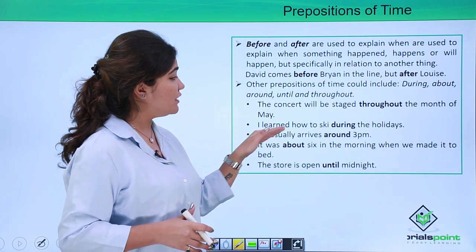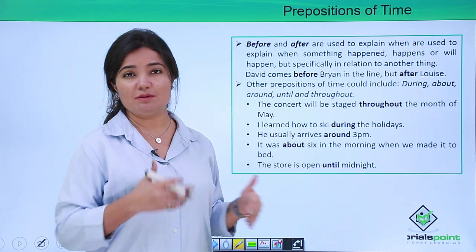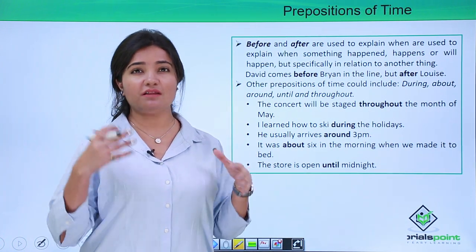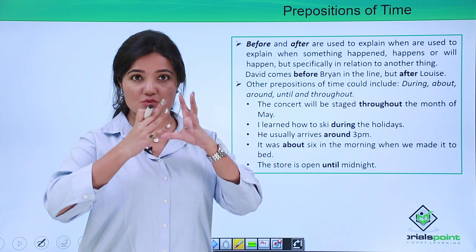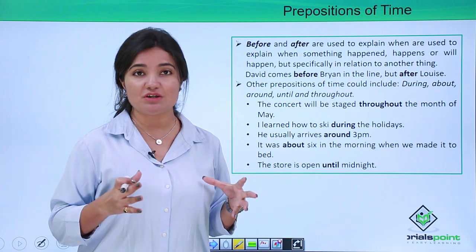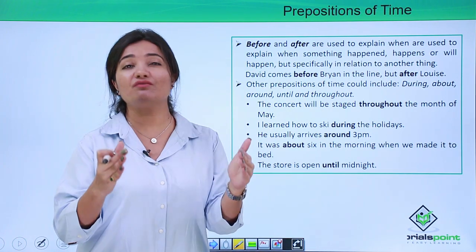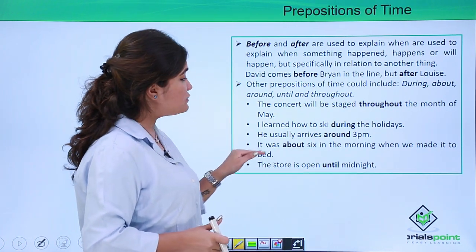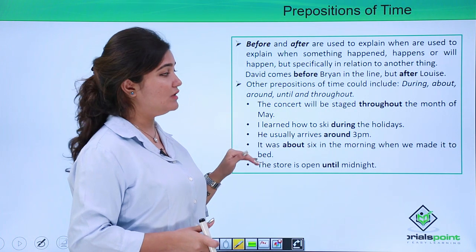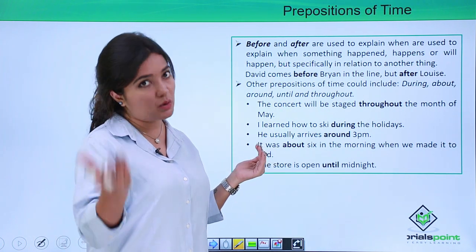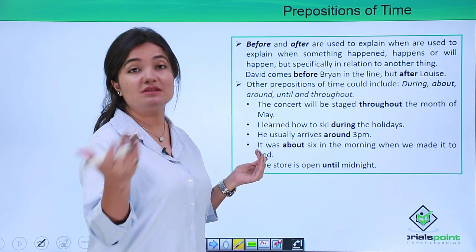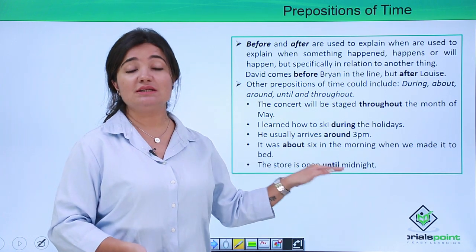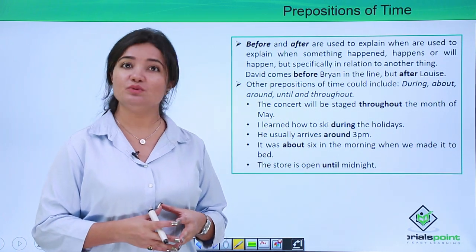He usually arrives around 3 p.m. So around is again not a very specific thing. You just want to elaborate the time frame that you're referring to, or you're not very sure of the time that you're mentioning. In that case, you're going to use around. It was about 6 in the morning when we made it to bed. So of course, about here is again used in the same context. The store is open until midnight. So until here again is referring to time.